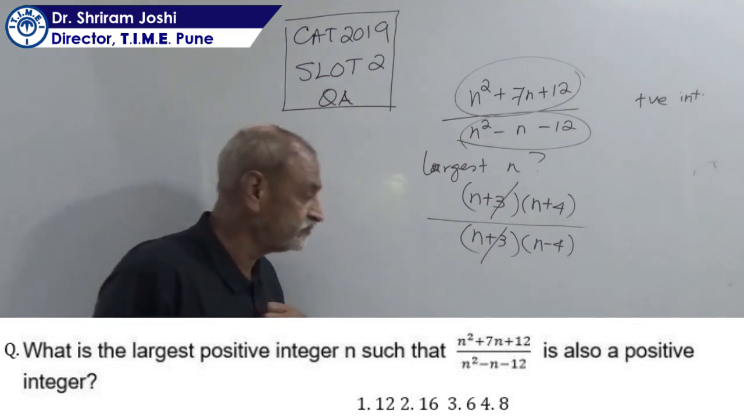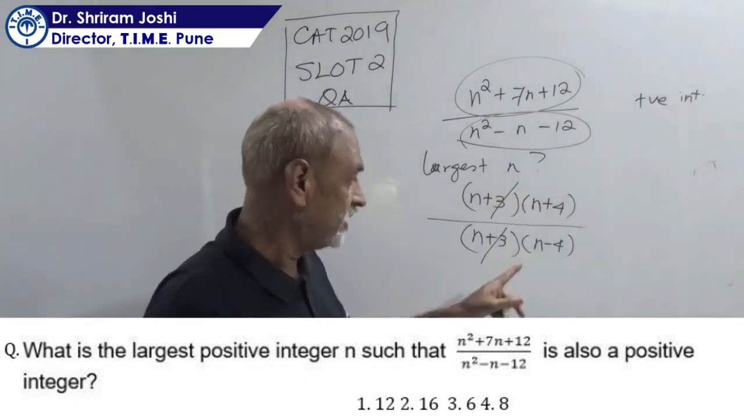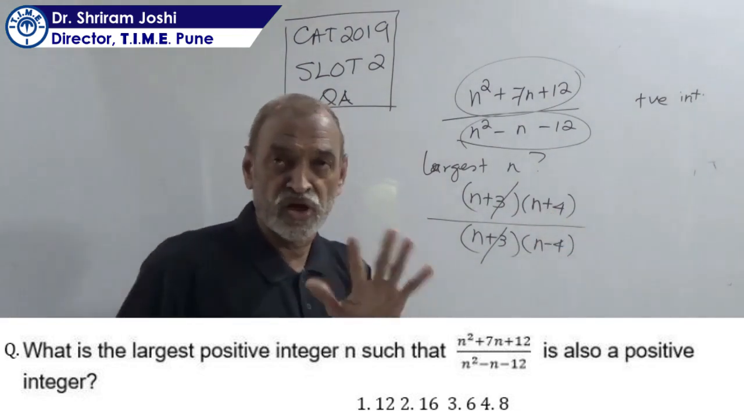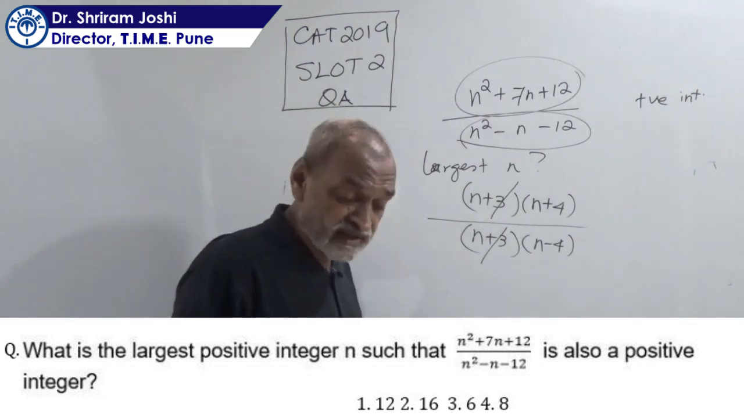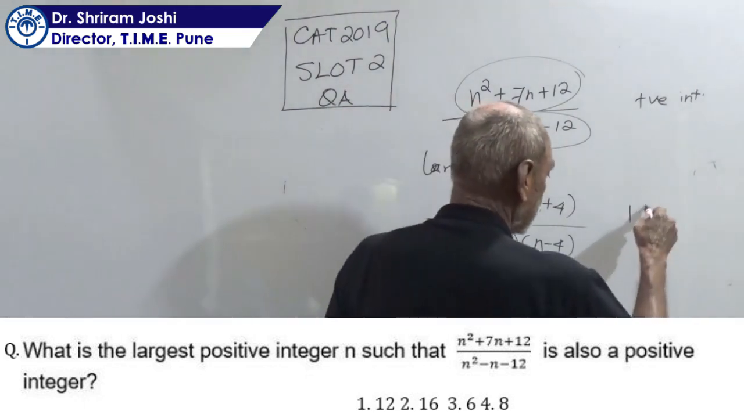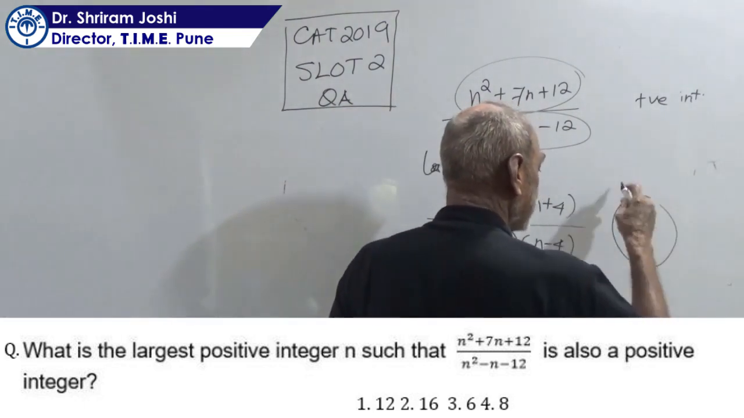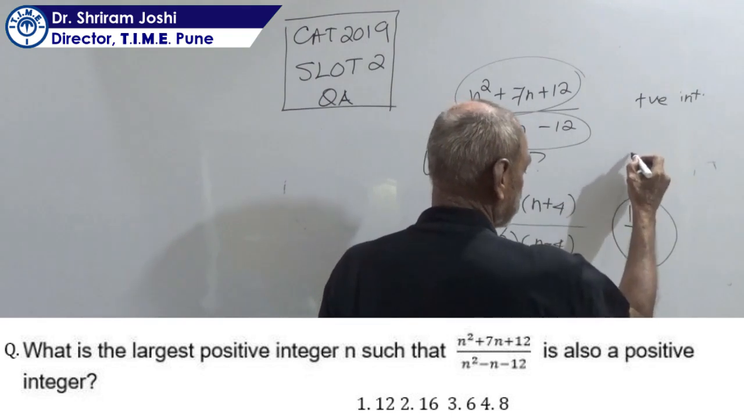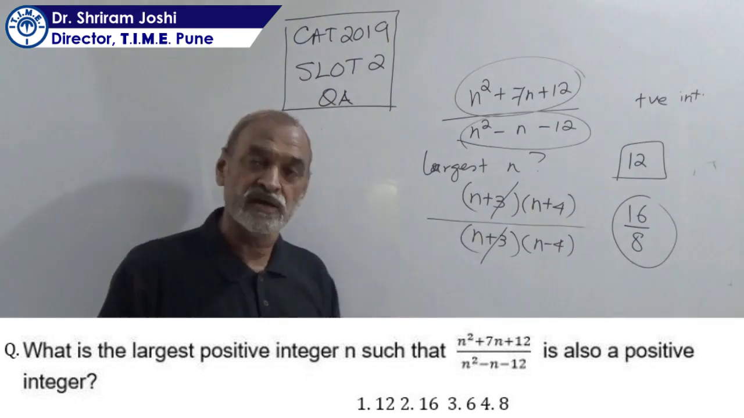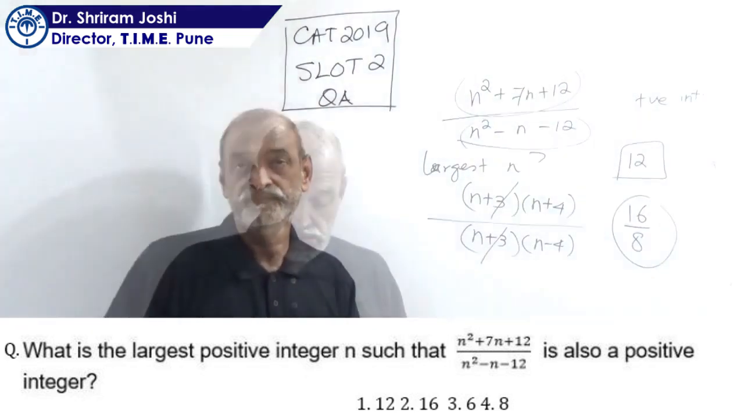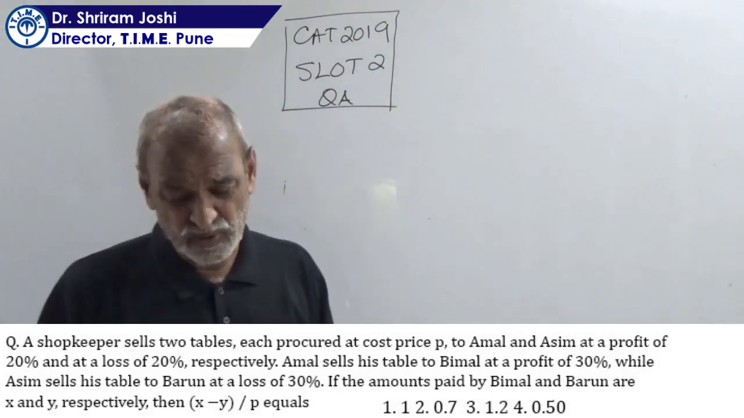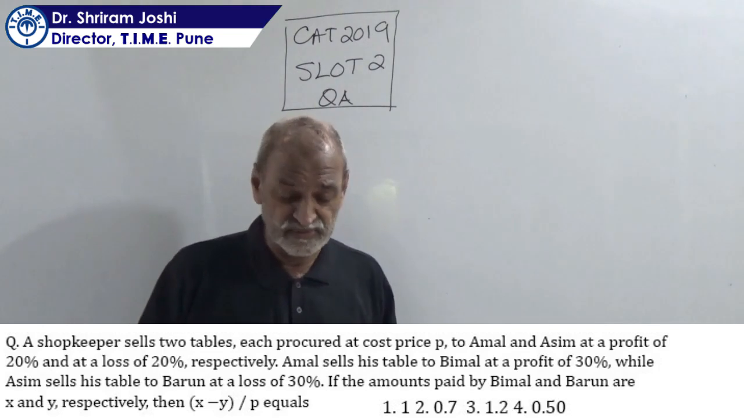It says 16. If n is 16, is this an integer? 16 plus 4, 20. 16 minus 4, 12. 20 by 12 is not an integer. What is the second largest value? 12. 12 plus 4, 16. 12 minus 4, 8. Wow. Thank you. The answer must be 12. Using options, using elementary algebra factorization. Done. Profit and loss, percentages, all over the place, very popular throughout the exams.